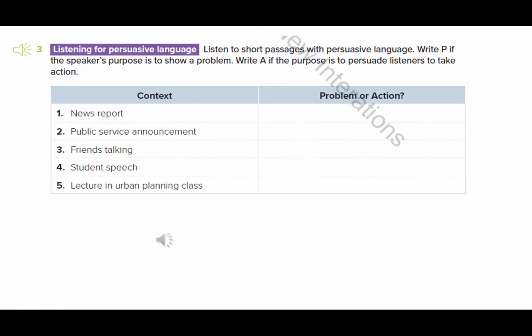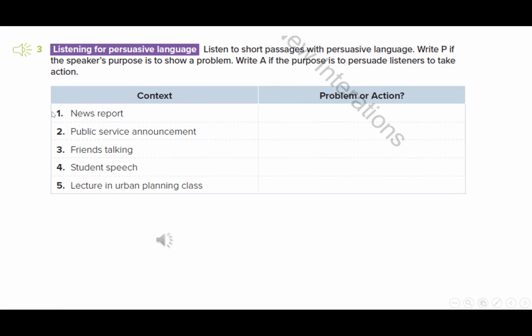Let's go on. Now, listen for persuasive language. Here you have persuasive language. Listen to short passages with persuasive language. Write P if the speaker's purpose is to show a problem. لو هو بيبين المشكلة, write P. And write A if the purpose is to persuade listeners to take action. فلو هو showing a problem, write P. Taking an action, write A. P from problem, A from action.